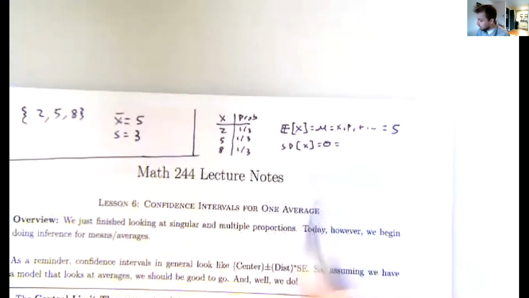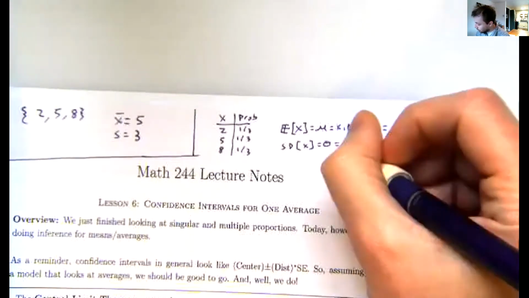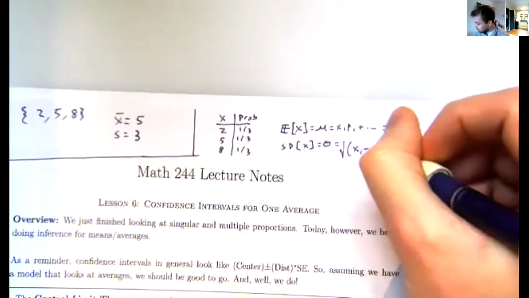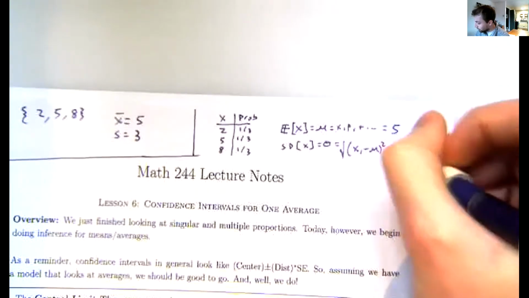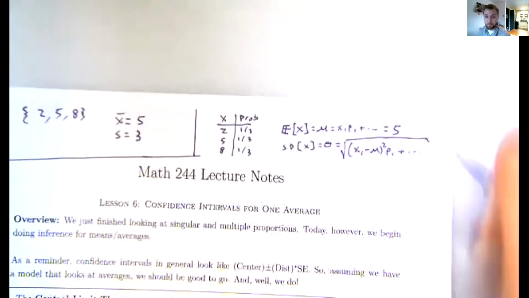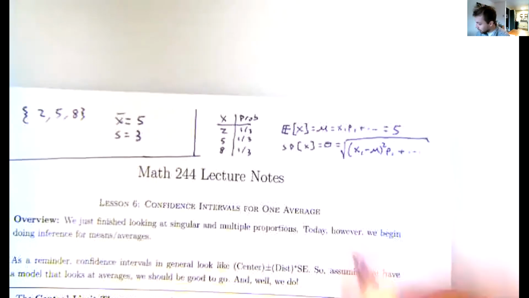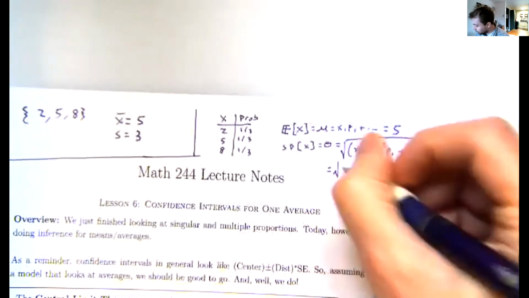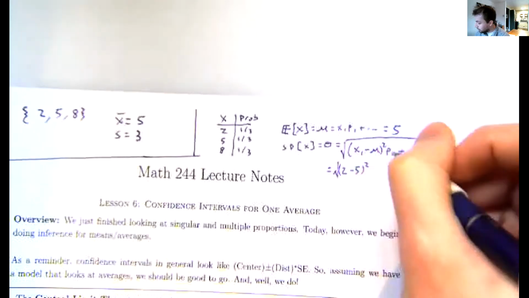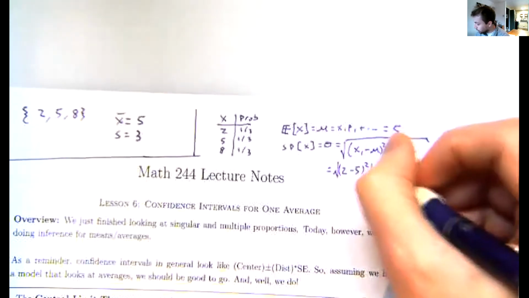The standard deviation I find by taking the square root of, I'm going to take the first value minus the center squared times the probability, and then I'm going to add all those things up. So the first value in my list is 2. The average is 5. 2 showed up 1/3 of the time.